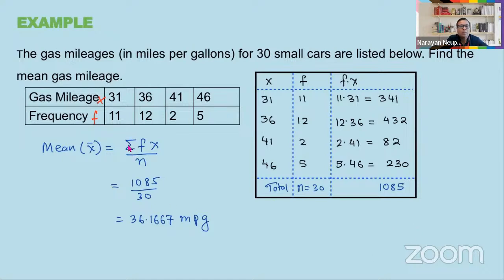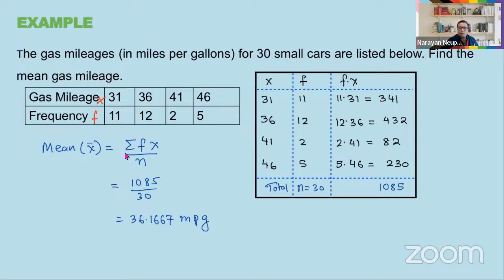This means the summation, Greek letter sigma. Sigma means summation. You are adding all this. That's the meaning of that. Yeah, summation. Okay, you can read it as summation or you can read it as sigma. That's a Greek letter sigma. You can say sigma fx or sum of f times x.